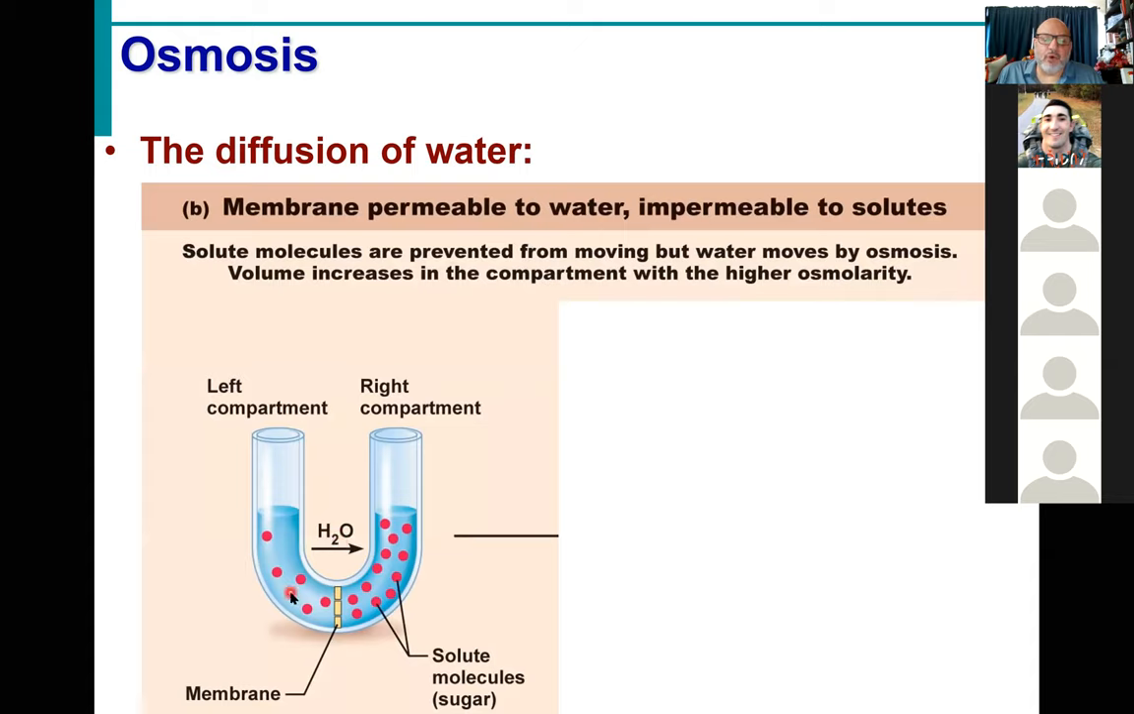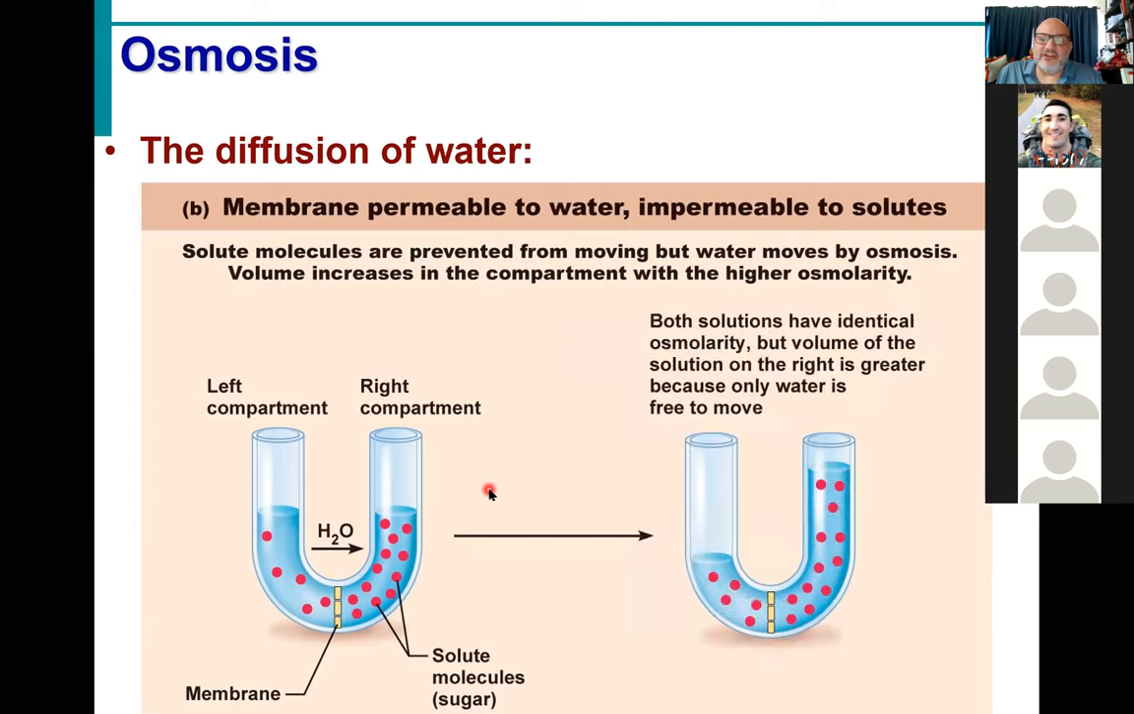So again, there's more water on this side. There's more stuff on this side. Whichever way you want to think of it, water is going to move to the right. And it's going to continue to move to the right until not the volumes are equal, but the concentrations are equal. At this point where the concentrations are equal, it has reached equilibrium. This is the one from your textbook that shows this.